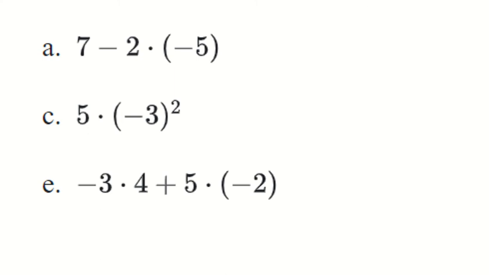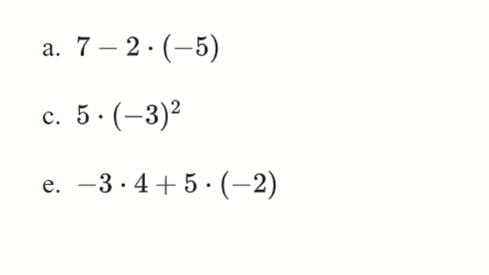So for example, grouping symbols are first in precedence. Then we have exponentiation, or raising things to a power. Then we have next multiplication and division from left to right. And then finally addition and subtraction from left to right.